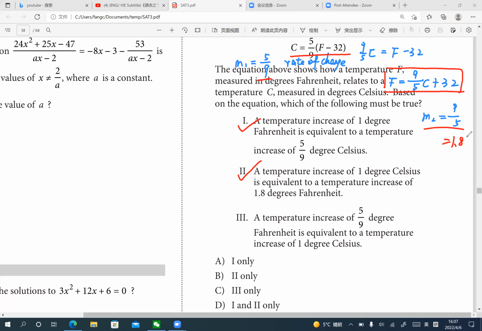The last statement, a temperature increase of 5/9 degree Fahrenheit is equivalent to a temperature increase of 1 degree Celsius. So statement 3 is not correct. So we should choose option D, question 15.